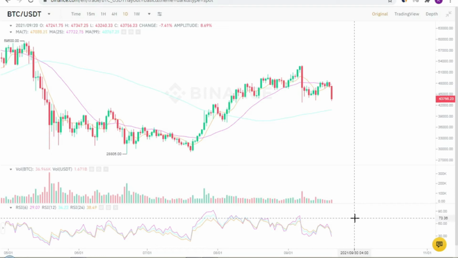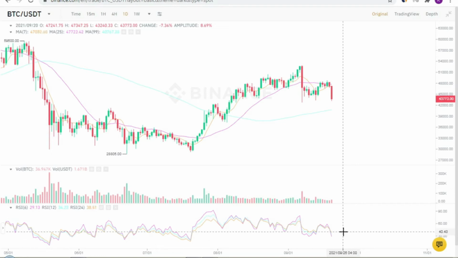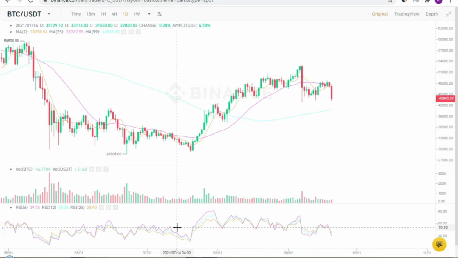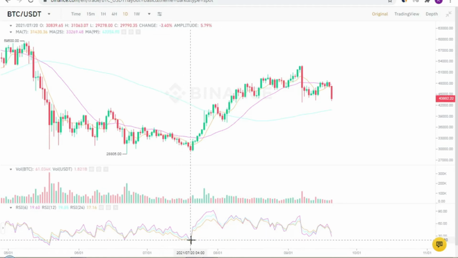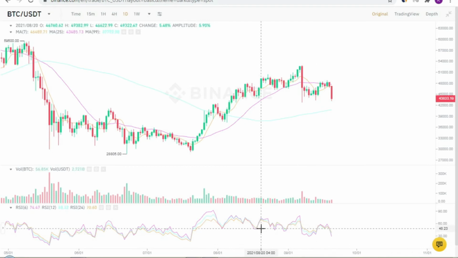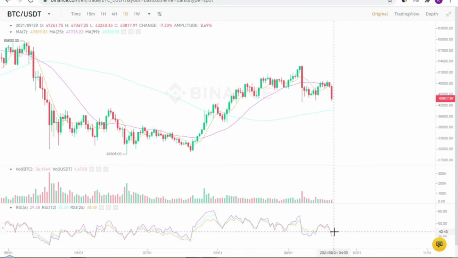Now bear in mind, it may come down to 40 like here and go back up, and it may go to say 65 like here and go down. So it is between 30 and 70 that you have your range. But you can trade using only this RSI if you wanted to start trading, and this will start to teach you.